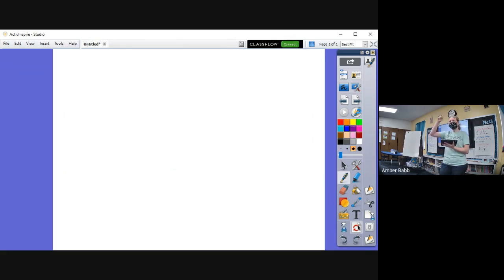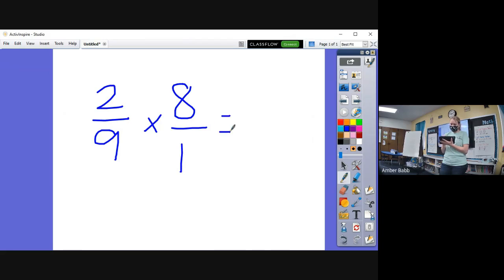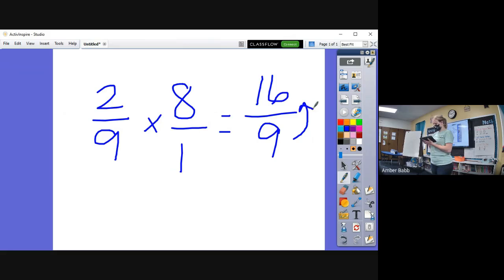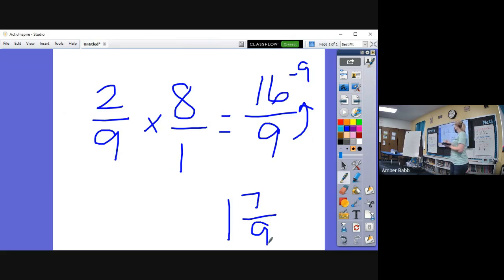This time they put the whole number last. Does that matter? No. So I've got 2/9 times 8. I'm going to put that 8 on top of a 1. 8 times 2 is 16. 9 times 1 is 9. How many times does 9 go into 16? One time, which would be 9. 16 minus 9 is 7. So I have 1 and 7 ninths.